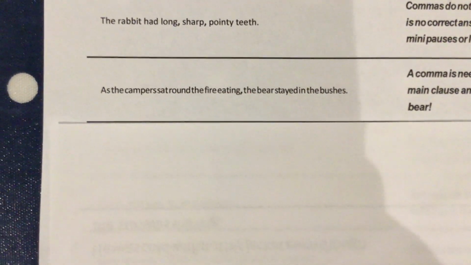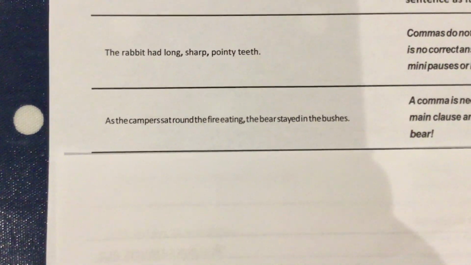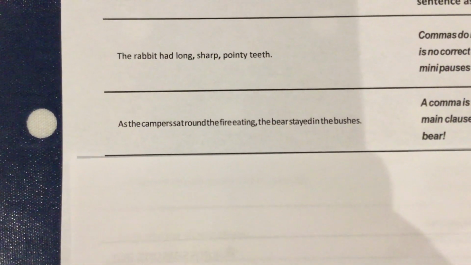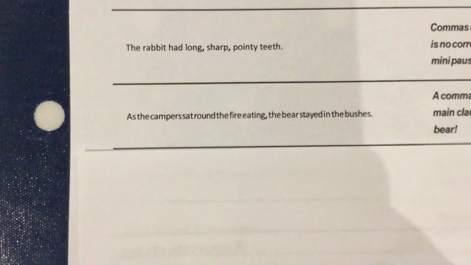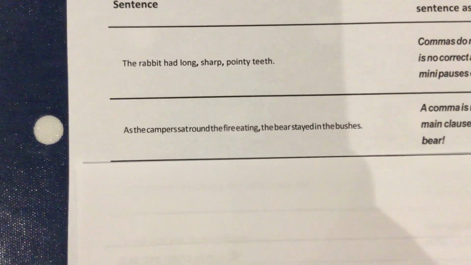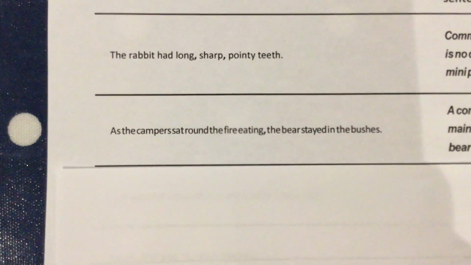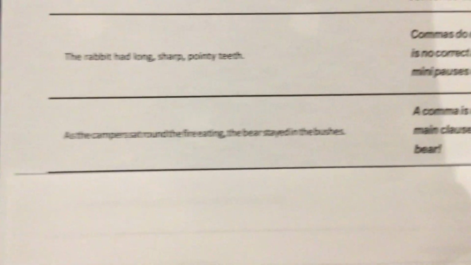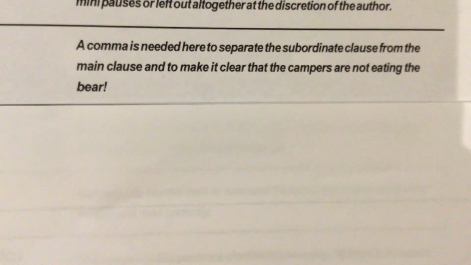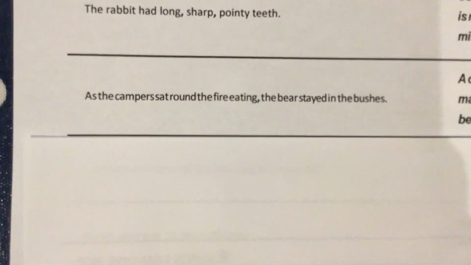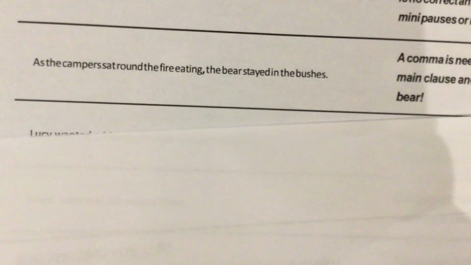The next one I mentioned previously, hopefully you can remember from what I've just said. As is the start of the sentence, which tells us that it is a subordinate clause. So we must have a comma in that separates the subordinate clause from the main clause. As the campers sat round the fire eating, comma, the bear stayed in the bushes. That's our main clause there. The bear stayed in the bushes. It says here, a comma is needed to separate the subordinate clause from the main clause and make it clear that the campers are not eating the bear. Never had bear before.